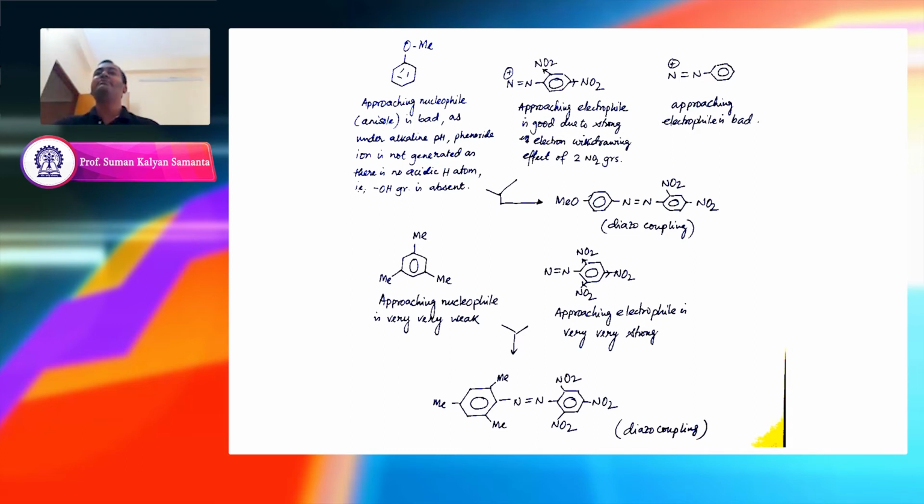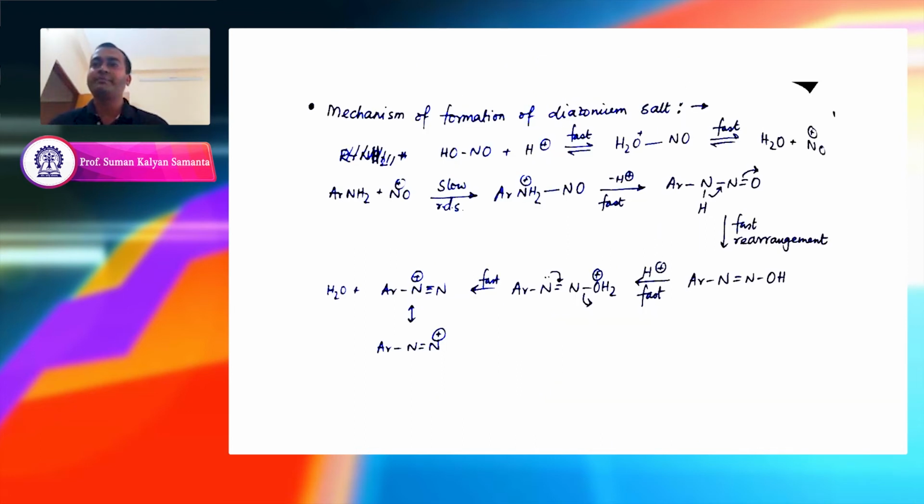Then they are saying that if you take mesitylene and 2,4,6-trinitrobenzene diazonium cation, then also they will react, because in this case, even if the nucleophile is very weak, the electrophile is very strong, and that is why you get the product. Is it clear now? Yes, sir. So this I have already explained. You can also find this reaction in Finar's book.